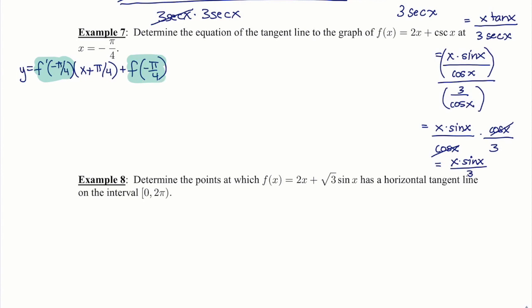So the function is given, let's start there. The function at negative pi over 4 will be 2 times negative pi over 4 plus cosecant of negative pi over 4.